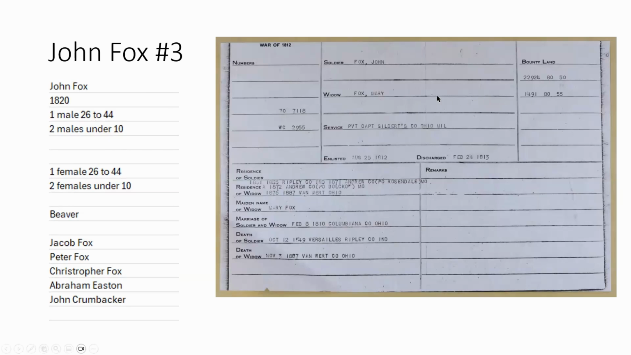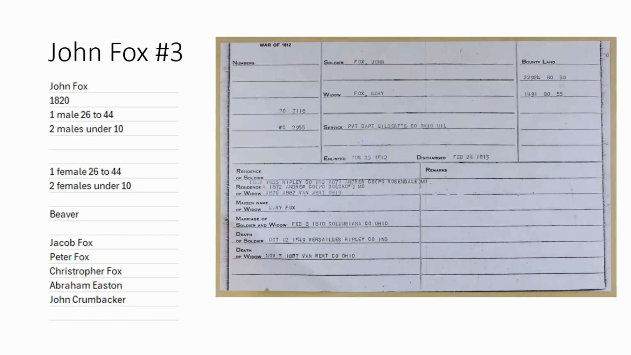He received some bounty land, but this wonderful card from 1812 tells us not only when he married and what the maiden name was, and yes, we have a John Fox marrying a Mary Fox, but the day he died, October the 12th in 1849 in Indiana, which was where his bounty land was. And when the widow died, she came back to Ohio and lived with a son. So this immediately told us a lot of information about this family. We were able to put it together.